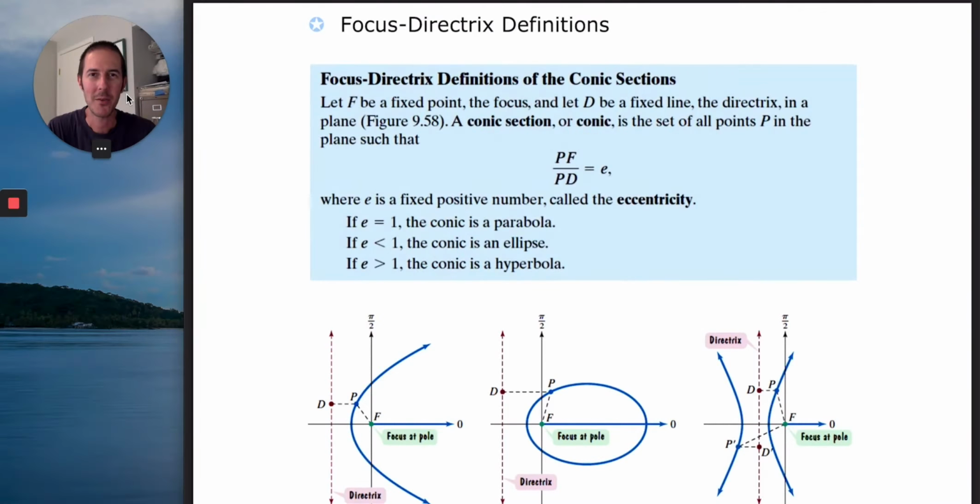Greetings, my name is Matthew, and we are going to look at Chapter 9, Section 6, Focus and Directrix Definitions of Conic Sections, and we're going to be operating on the polar coordinate plane.